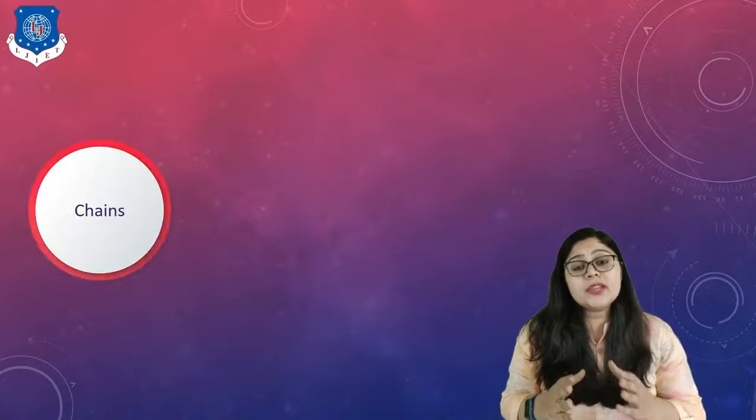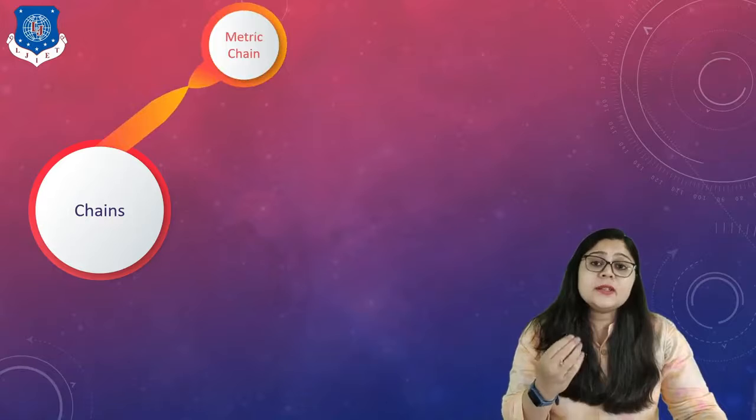The first is the chains. Basically, chains are used to measure distance between two main stations, right? It means whenever we are going to take longer distances, at that time we are going to use these chains.